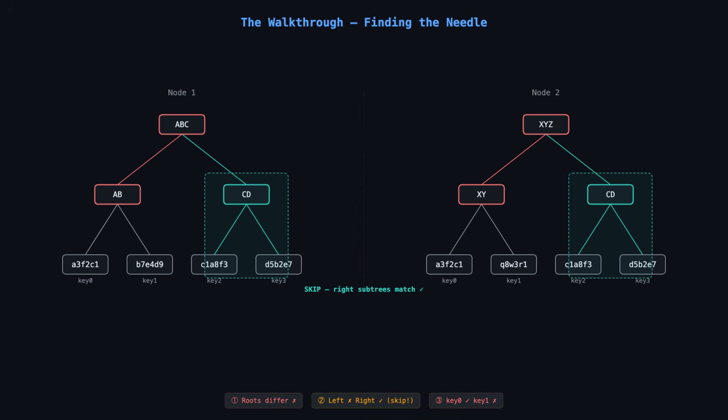Now moving on to step 3, we compare the left-left leaves. Hash of key 0 matches, so we skip. When we compare the left-right leaves, hash of key 1 does not match, and we found the difference. Key 1 is inconsistent. We checked 3 nodes to find one difference out of 4 keys. But with a million keys, this scales logarithmically. You might just check 20 or 30 nodes instead of a million.